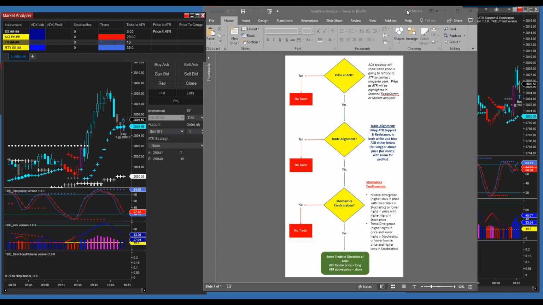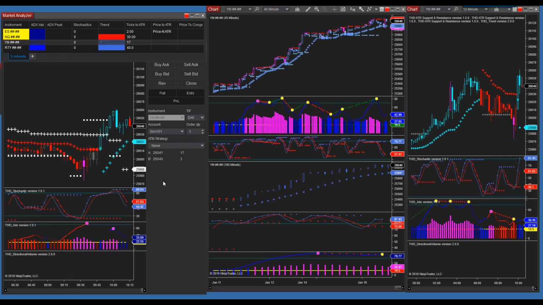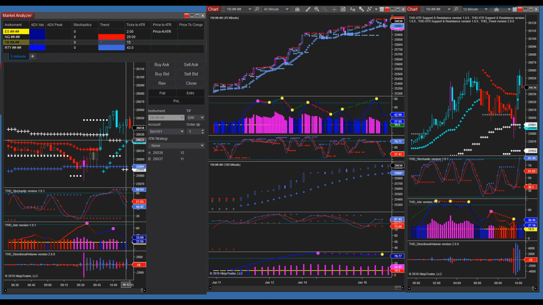Now let's go see what the Dow is doing. And usually you'll get pretty much the same setups across the board. Again, the magenta peak here just tells us we're coming back to the ATR. I would really like to see this one touch the blue ATR.